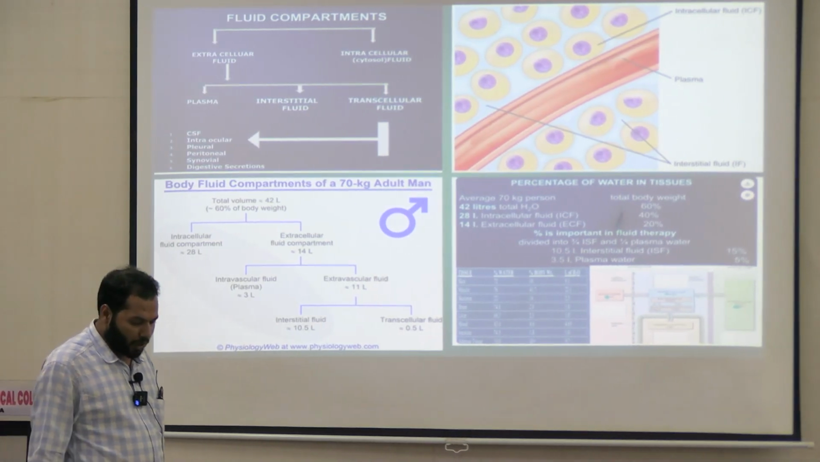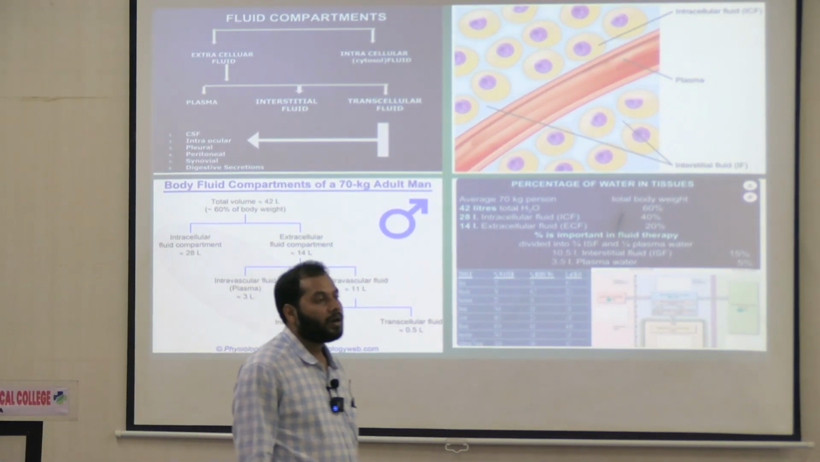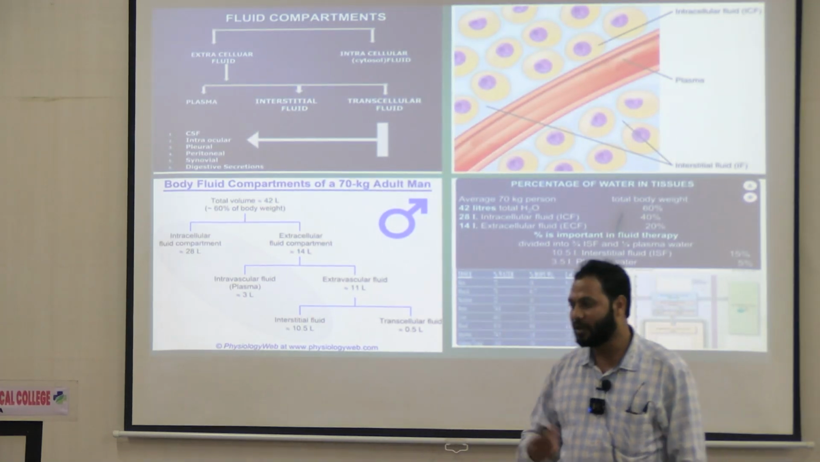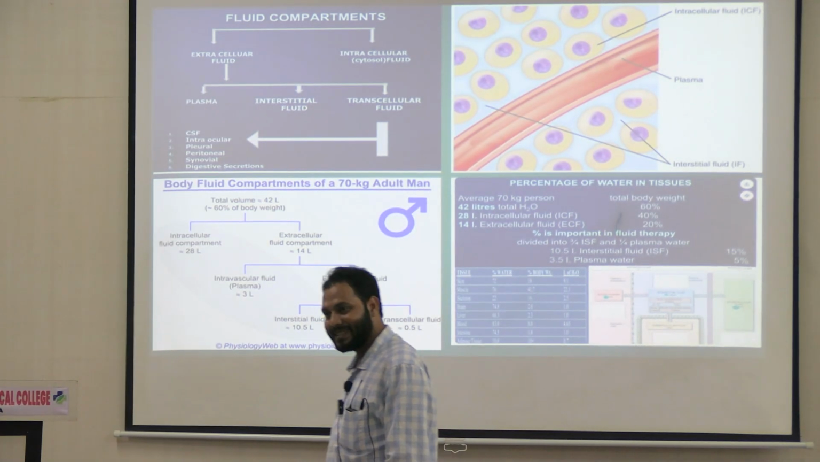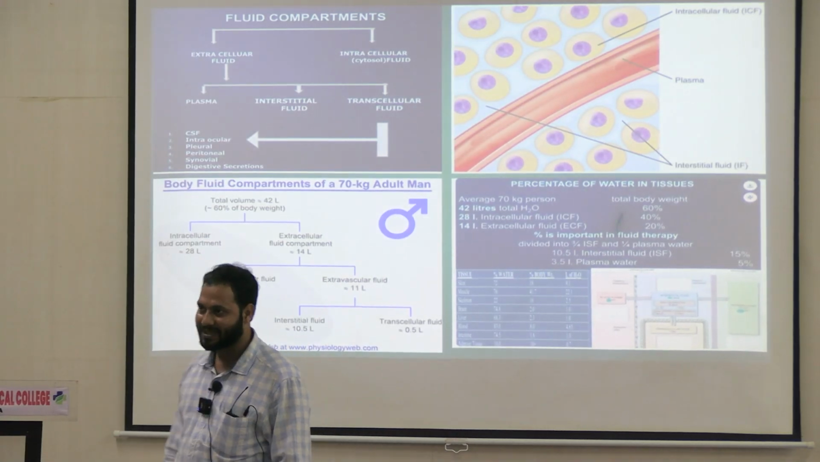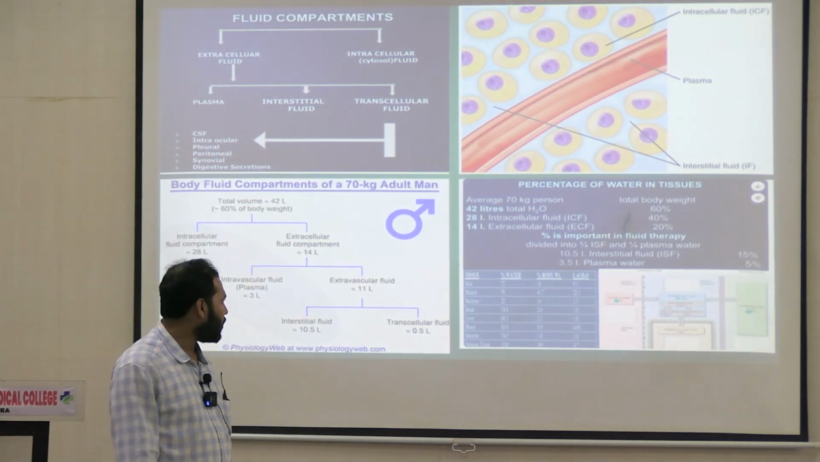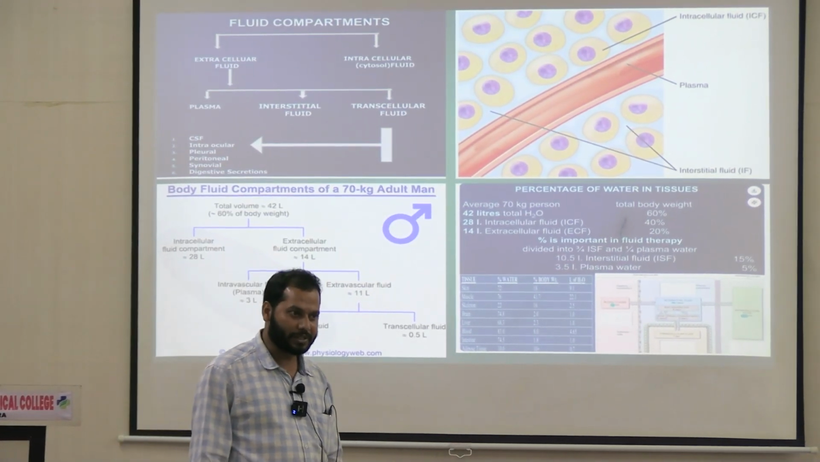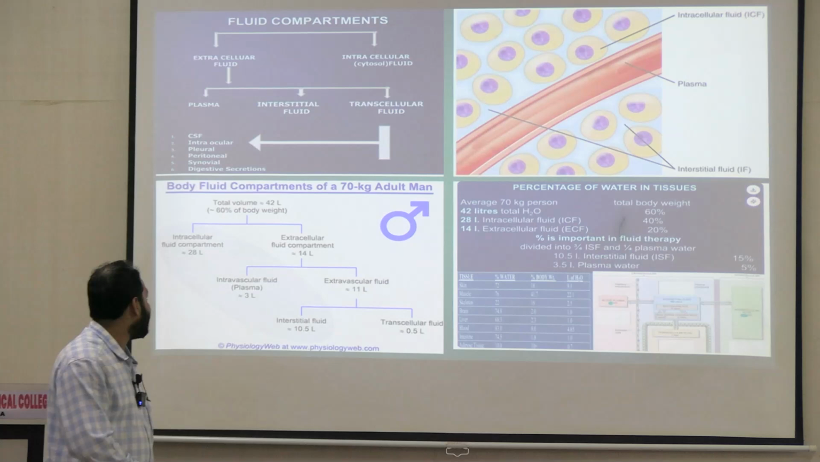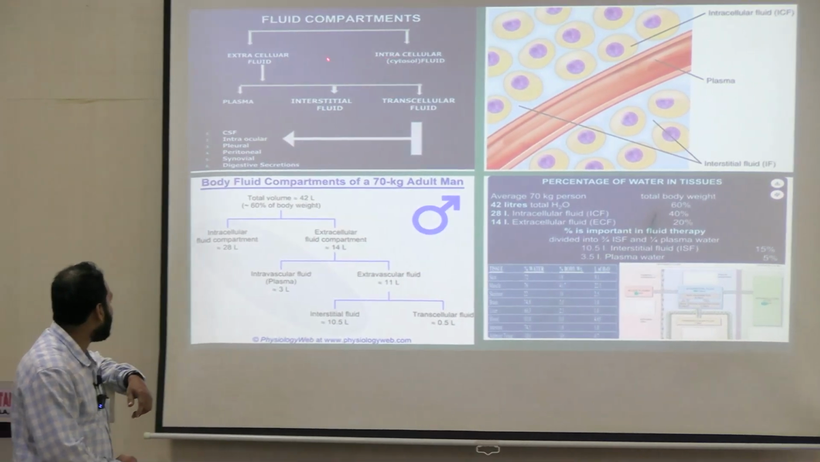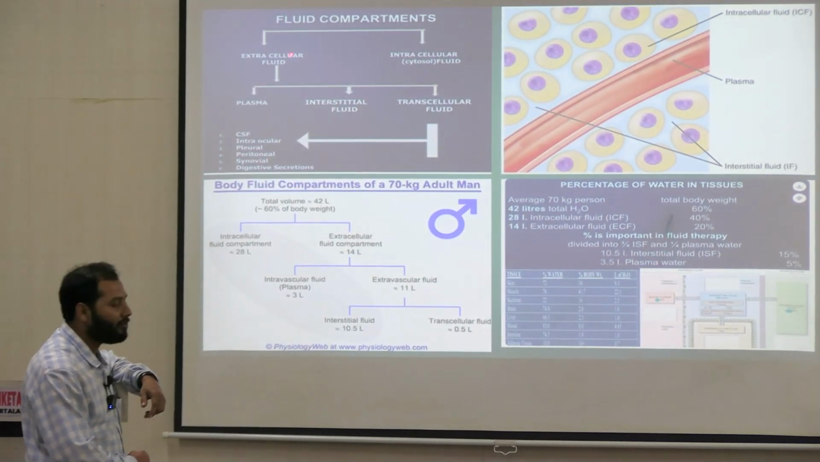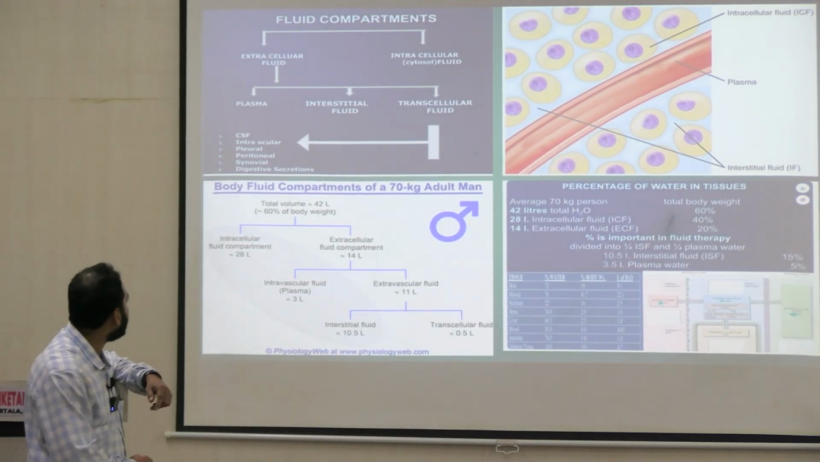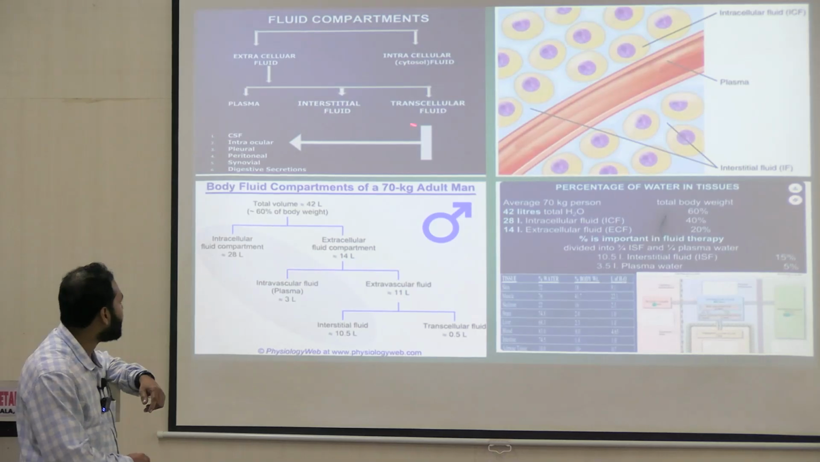Now, as I've already mentioned, body fluids are mainly divided into different compartments. Some fluids are present in the extracellular part and some are present in the intracellular part. Now we'll see the exact percentage of different types of body fluids in different body fluid compartments. As I've already mentioned, the extracellular body fluid is divided into 3 different compartments: the plasma, then interstitial body fluid, and transcellular fluids.